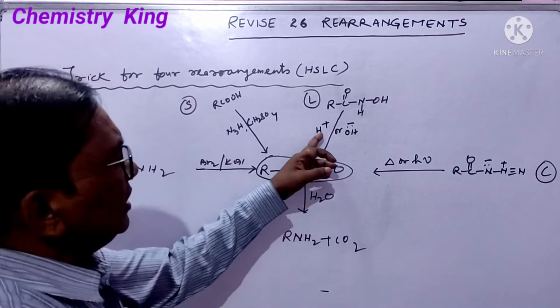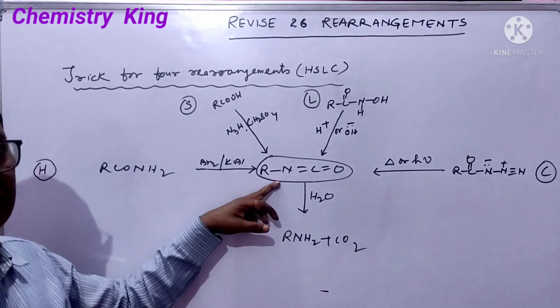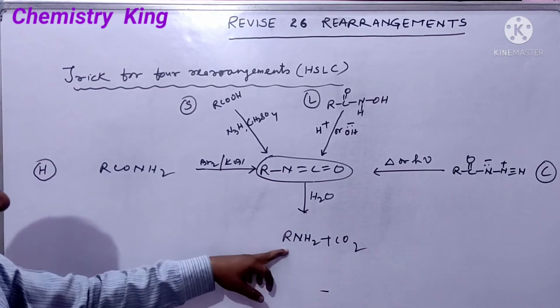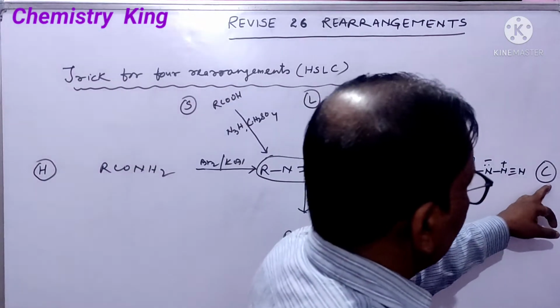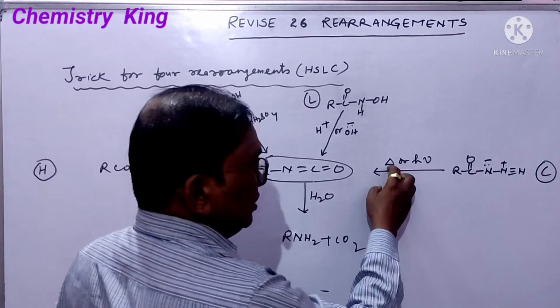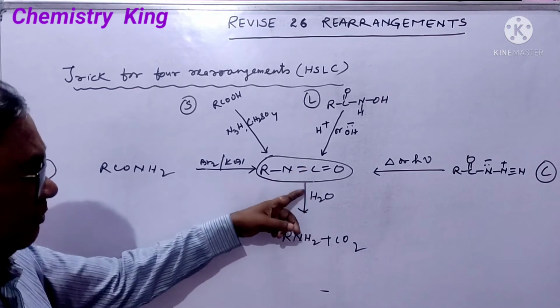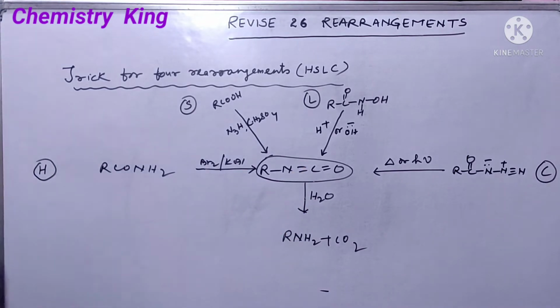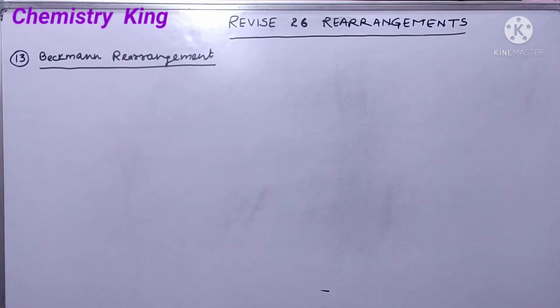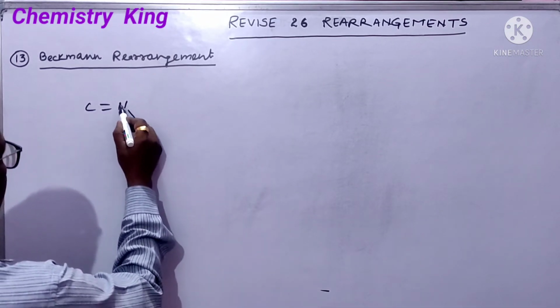Okay, it is the Lossen rearrangement. When hydroxamic acid is heated with either acid or base, you will first get isocyanate, and then when it is hydrolyzed with water, you will get primary amine. In a similar fashion here, it is the Curtius rearrangement. When azide is heated or exposed to light, you will get isocyanate, which upon hydrolysis gives primary amine.